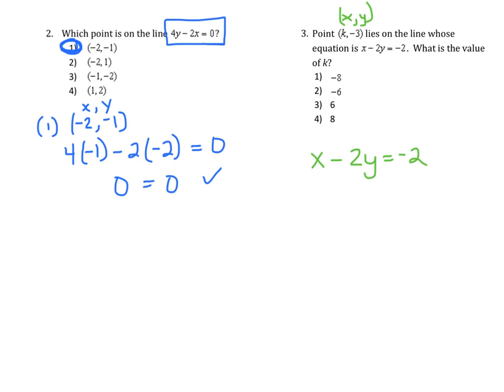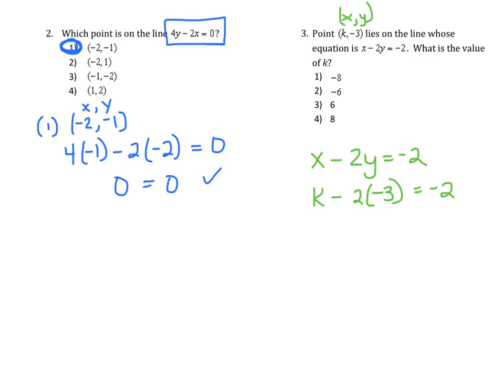And so basically, I am going to do just what I've been doing all along. I'm going to put the k in for x and the negative 3 in for y. So I have k minus 2 times negative 3 is equal to negative 2. But instead of just checking does the left equal the right, this time I need to solve for k. So now we need to go ahead and solve this little equation for k.